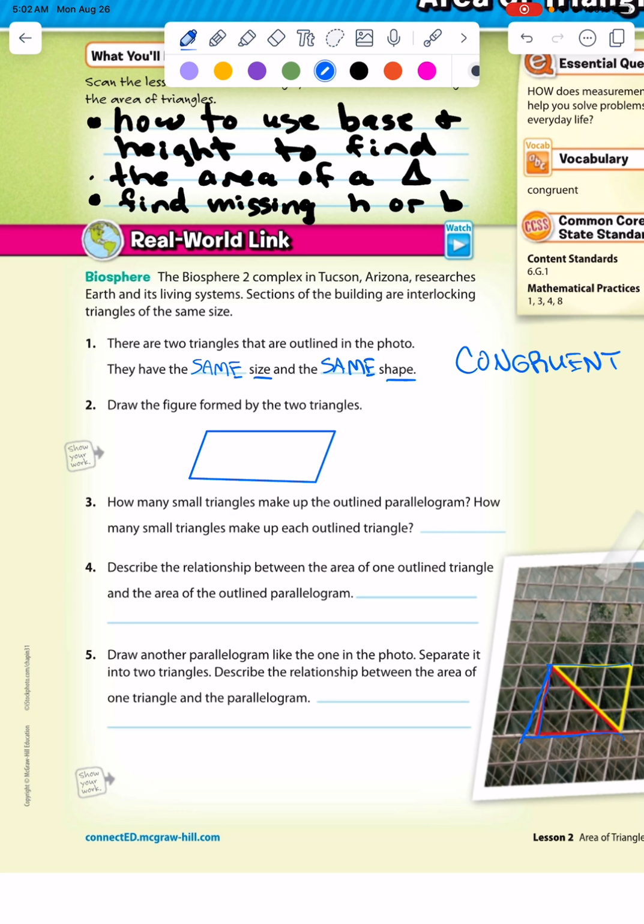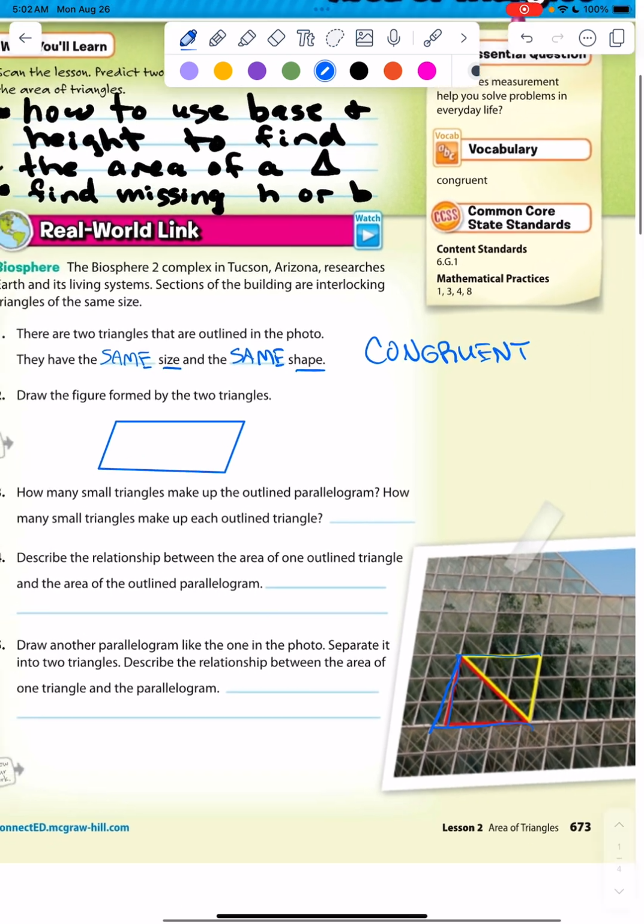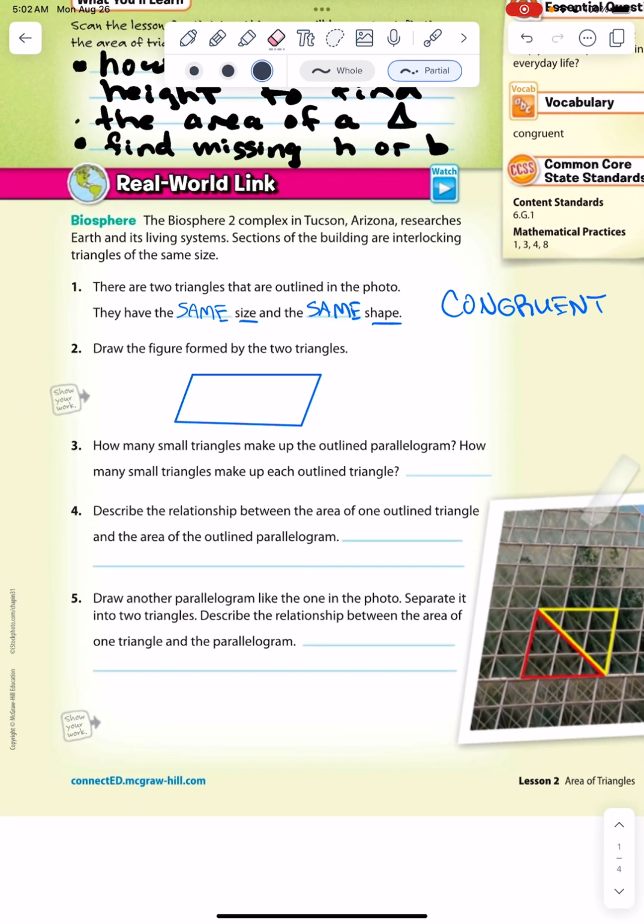Whew. How many small triangles make up the outlined parallelogram? How many small triangles make up each outlined triangle? Ooh, well, so the outline parallelogram. Can we count them? 1, 2, 3, 4, 5, 6, 7, 8, 9, 10, 11, 12, 13, 14, 15, 16, 17, 18. So each triangle, that would be half that amount, right? So each triangle has 9. 18 divided by 2 is 9.